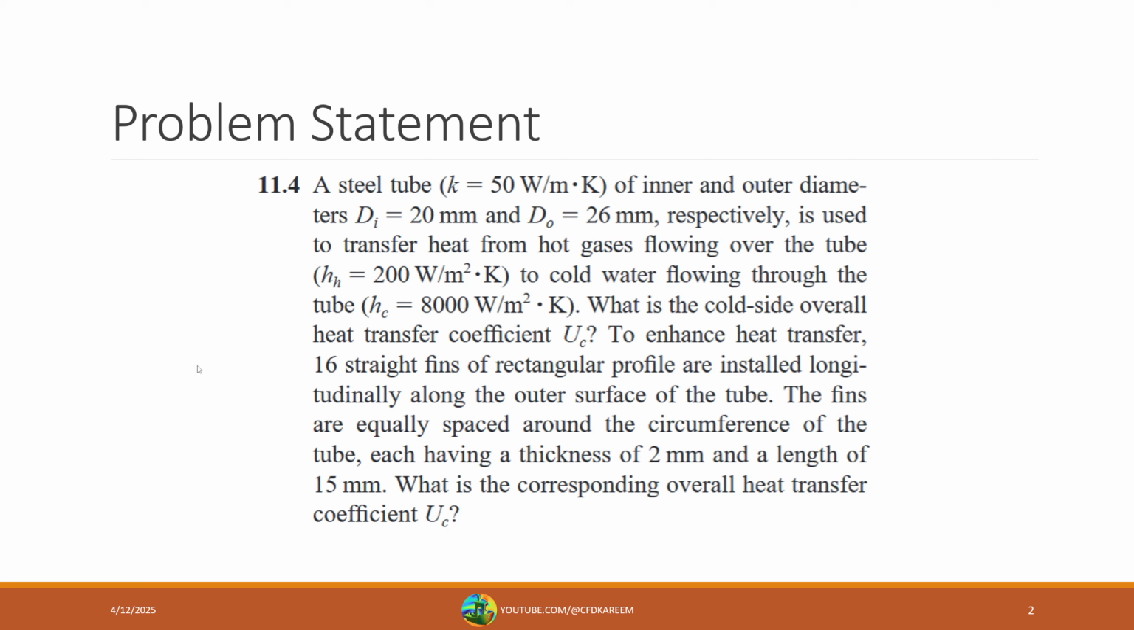Hello, today we are going to do problem 11.4 out of Fundamentals of Heat Transfer, and the problem reads as follows. It says a steel tube with k equal to 50 watts per meter Kelvin, of inner and outer diameter D inner of 20 millimeters and D outer of 26 millimeters respectively, is used to transfer heat from hot gases flowing over the tube with a hot side heat transfer coefficient of 200 watts per meter squared Kelvin to cold water flowing through the tube with a cold side heat transfer coefficient of 8,000 watts per meter squared Kelvin.